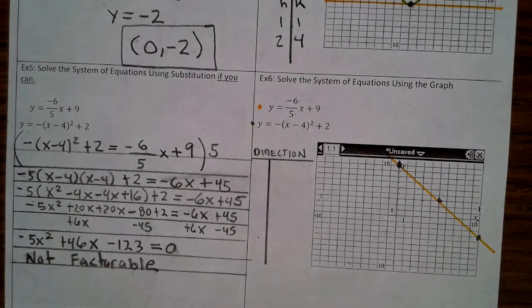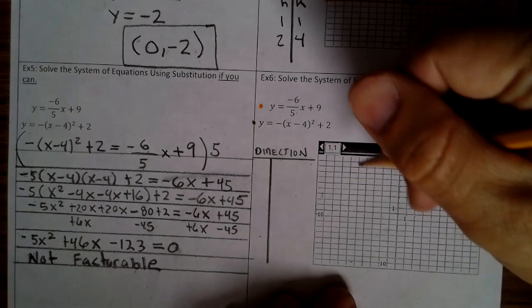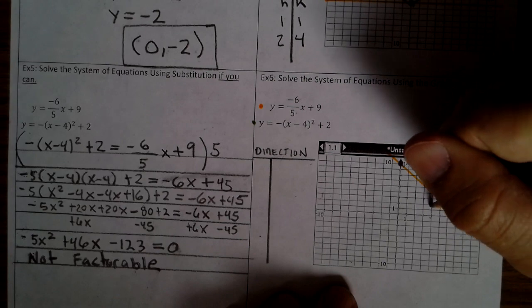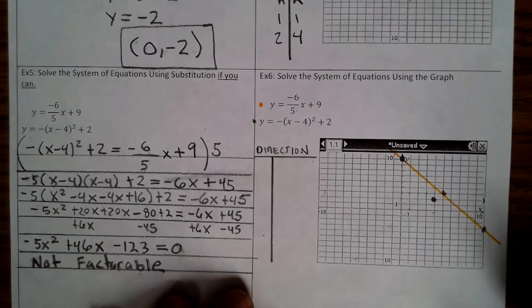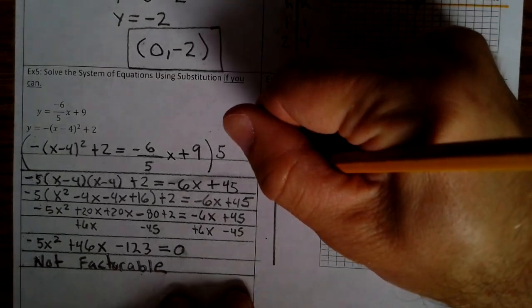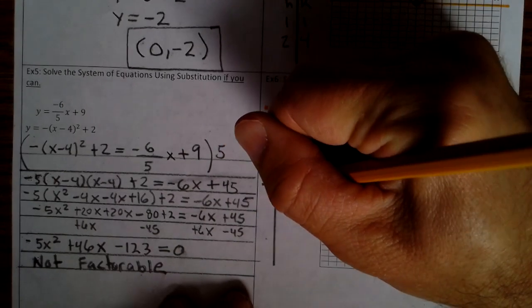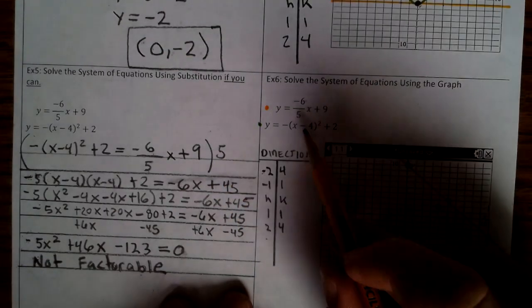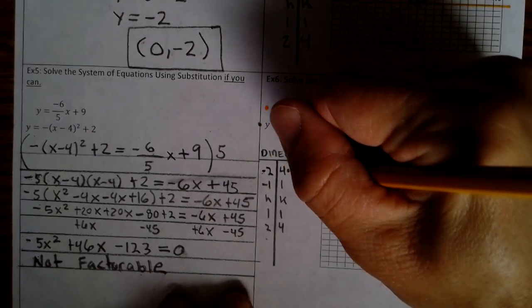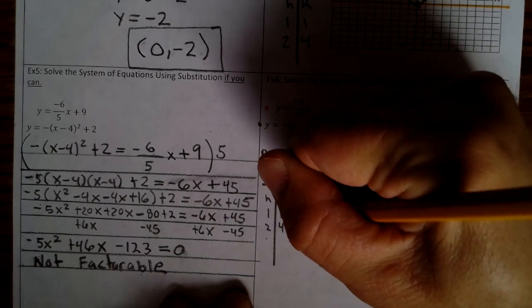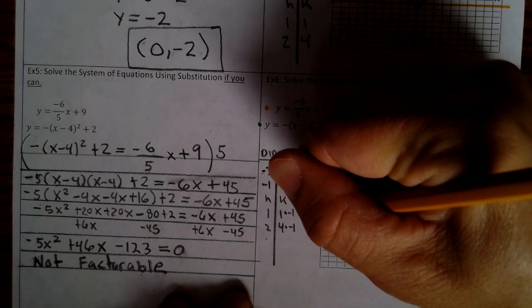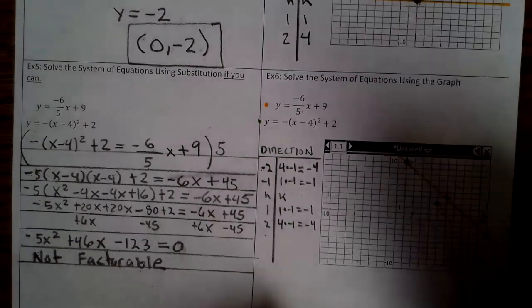Now here, we need to move the vertex first. So that's to the right 1, 2, 3, 4, up 1, 2. Let's graph by direction. So we know that negative 2, 4, negative 1, 1, HK, 1, 1, 2, 4. But here we have to multiply by negative 1. So that's negative 4, negative 1, negative 1, negative 4.